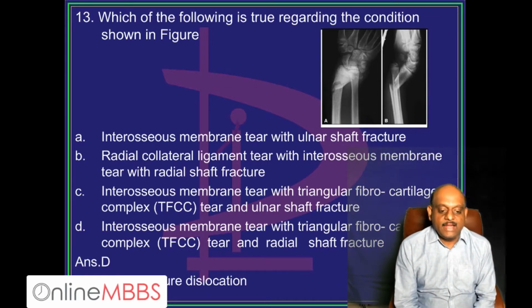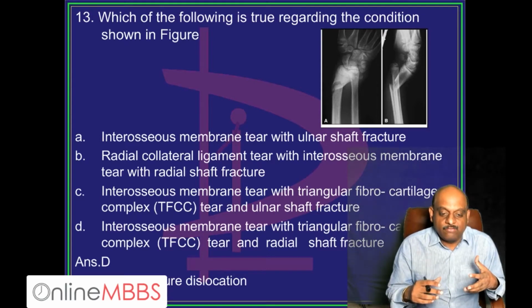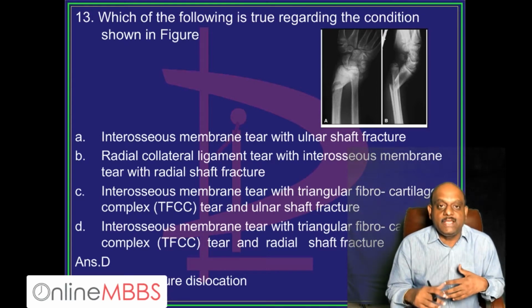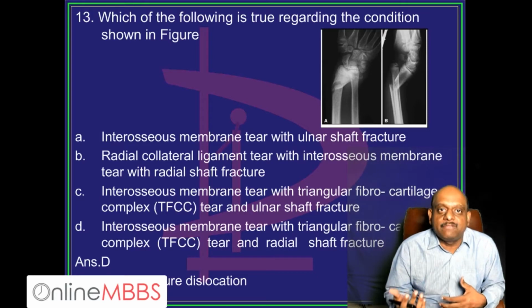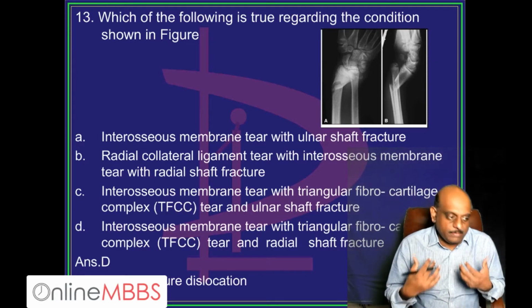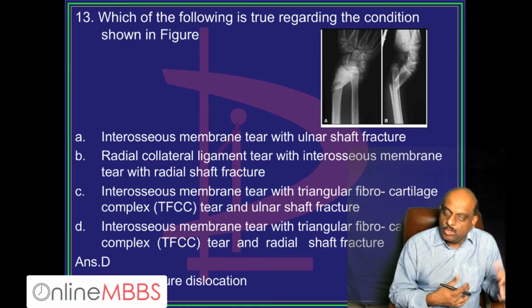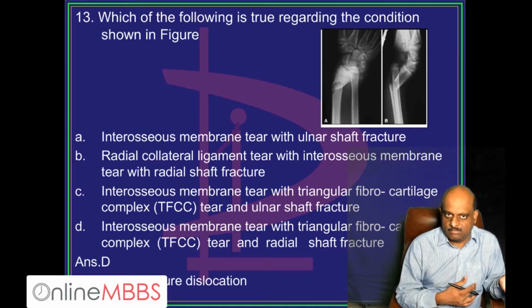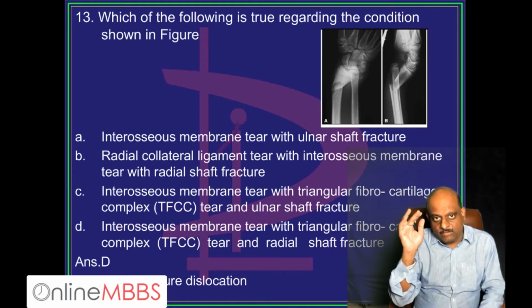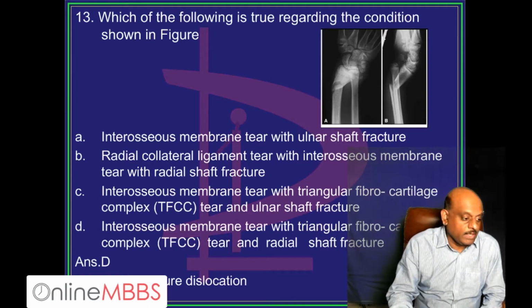No, doc. It is interosseous membrane tear with a triangular fibrocartilage complex tear and a radial shaft fracture. This is a Galeazzi fracture. That's what you need to basically remember. Galeazzi fracture is in the lower part of the radioulnar area, right? Monteggia is the fracture in the upper part, is what you need to understand.